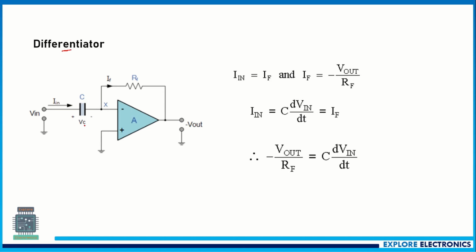Differentiator is that at the input side we will be having a capacitor and the feedback network will be having a resistor. Here also In and If are equal, and if you write the If expression, it is minus V out by Rf. If you write the In expression, current through the capacitor is this, and again comparing or equating those two, we will be getting the expression for V out. You can also write it as V out is equal to minus Rf into C dV in divided by dt.